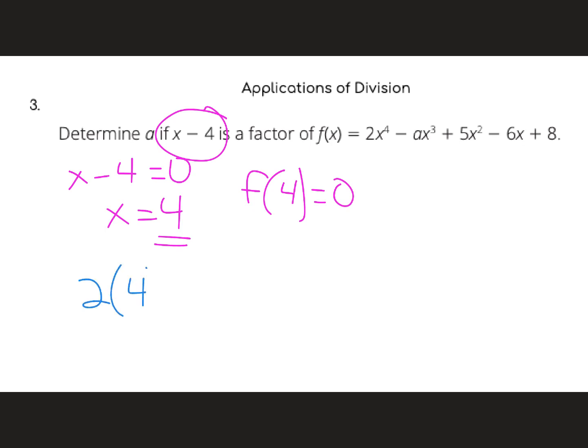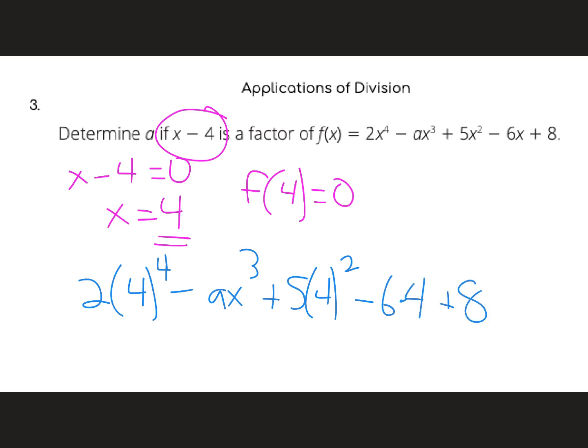So 2 times 4 to the 4th, a times x cubed, 5 times 4 squared, 6 times 4 plus 8. That's going to equal 0. So I don't know about you, but I don't know what 4 to the 4th is, so I'm going to grab my handy-dandy calculator, and I'm going to say 4 times 4 times 4 times 4. Oh, I did know that. And then times 2. So that is 512.